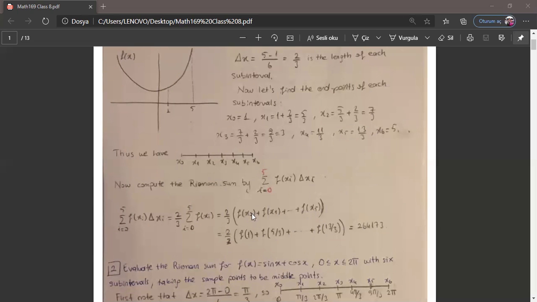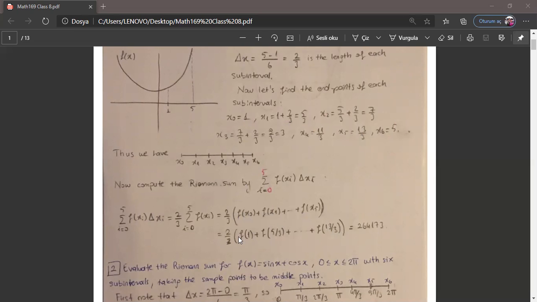We know each of these x_i values, so we write them. We know x0 is equal to 1, that's why we computed them. x0 is equal to 1, and we wrote 1 there. And x1 equals 5 over 3, so we write 5 over 3. And similarly, at the end, we have x5, so we write the value of x5 and have this.